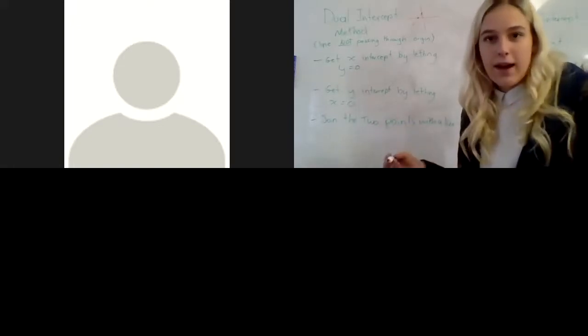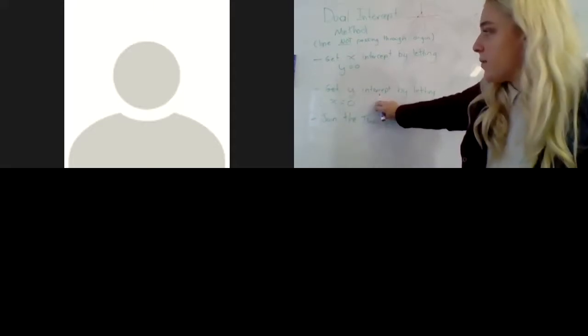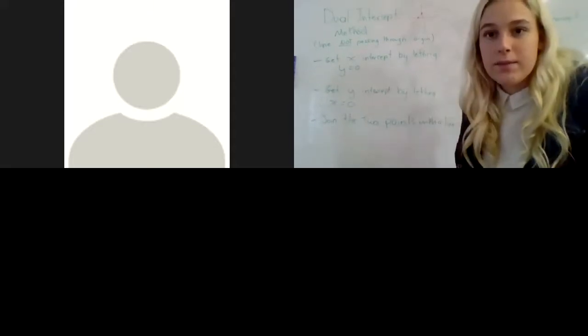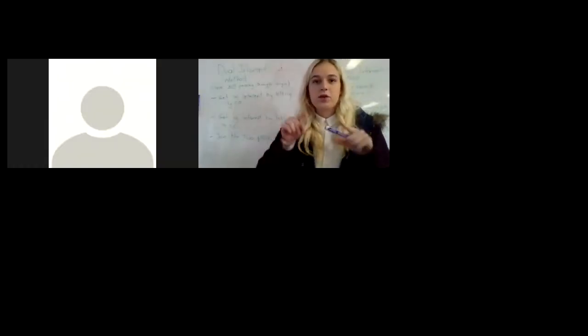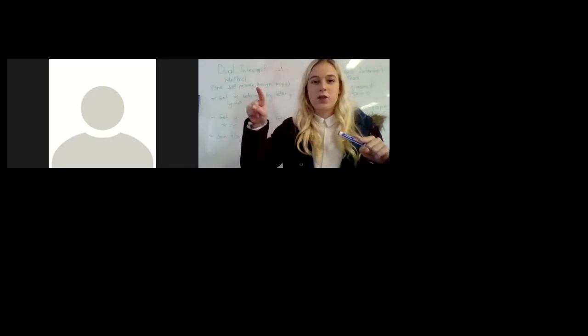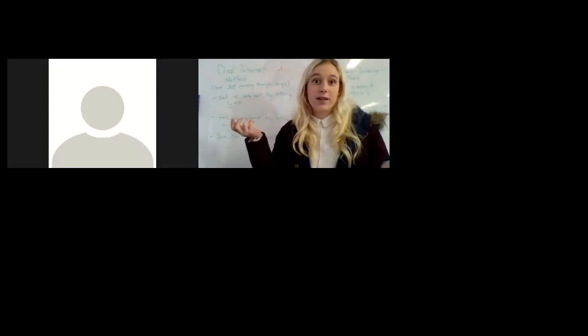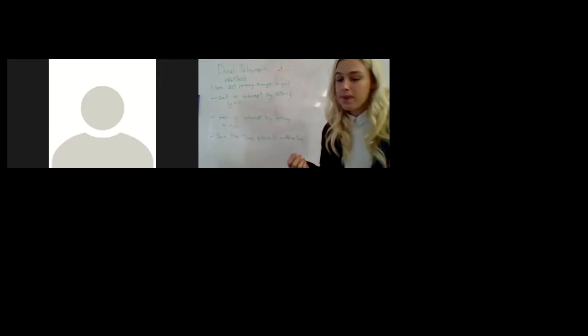And the way we figure that out is by letting your y equal 0 when you want to figure out your x-intercept. And when you want to figure out your y-intercept, you let your x equal to 0. And then once you have those two intercepts, you can just join the 2 points and continue your line, and you'll have a complete straight line.